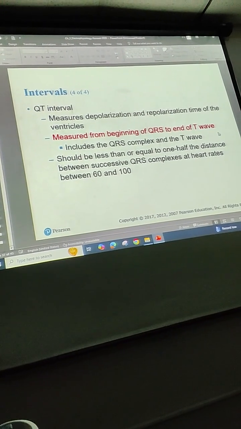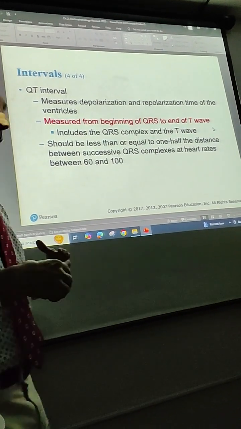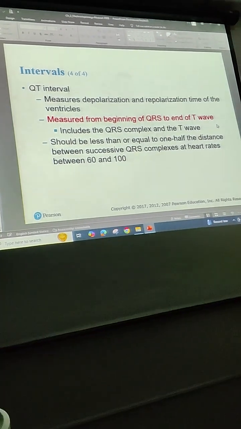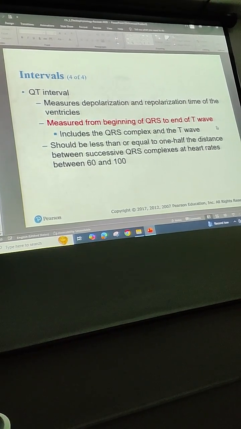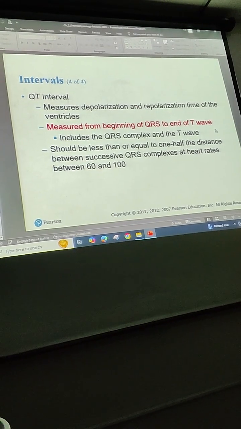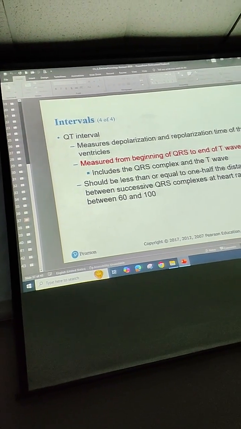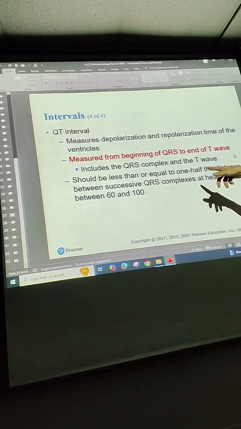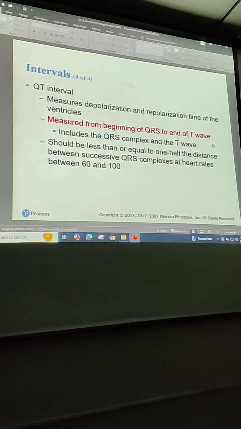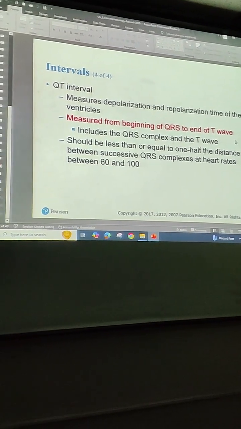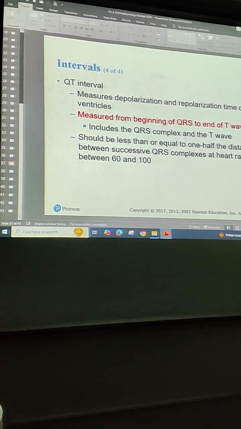Now, the QT interval. The only thing you need to know about the QT interval is where it is measured from and to. It is measured from the beginning of the QRS to the end of the T wave. That includes everything in between: the QRS complex, the ST segment, and the T wave. That's basically how it is.